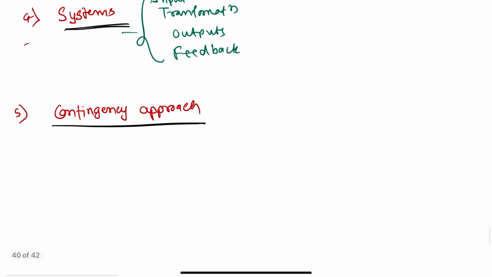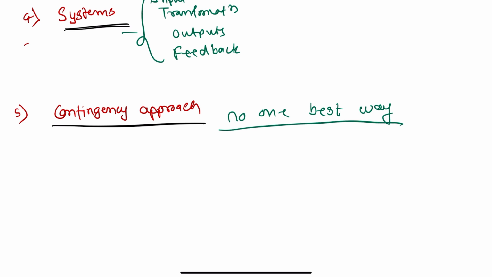Now the contingency approach. The contingency approach focuses on applying management principles and processes as dictated by the unique characteristics of each situation. The task of a manager as per this theory is to identify which technique will, in a particular situation, under particular circumstances, and at a particular point of time, best contribute to achievement of organizational goals. It emphasizes that there is no one best way to manage and that it depends on various situational factors. Remember this: no one best way. It is part of the contingency approach.